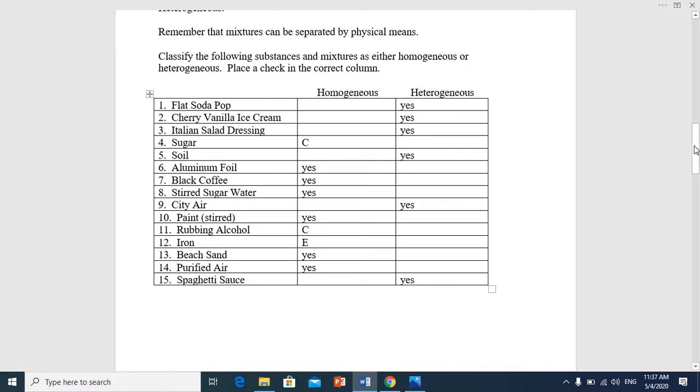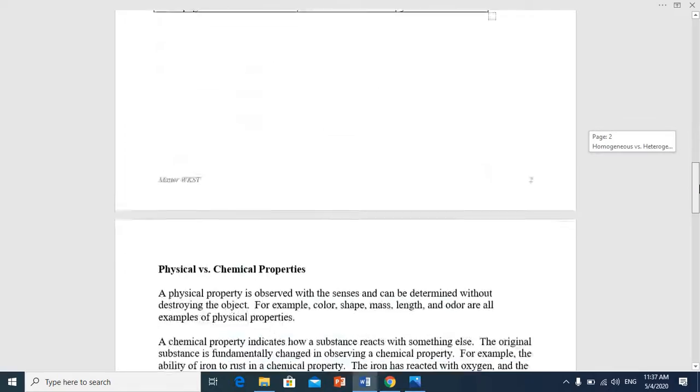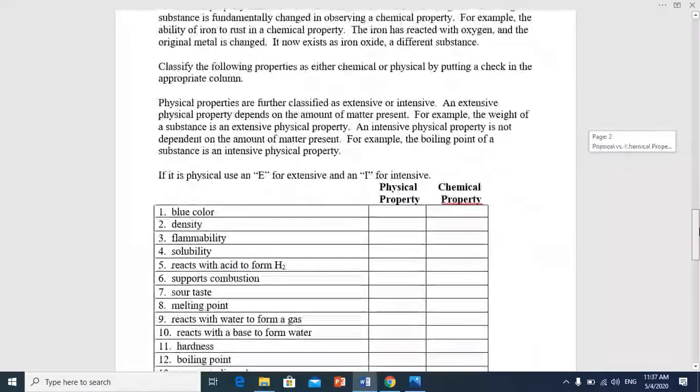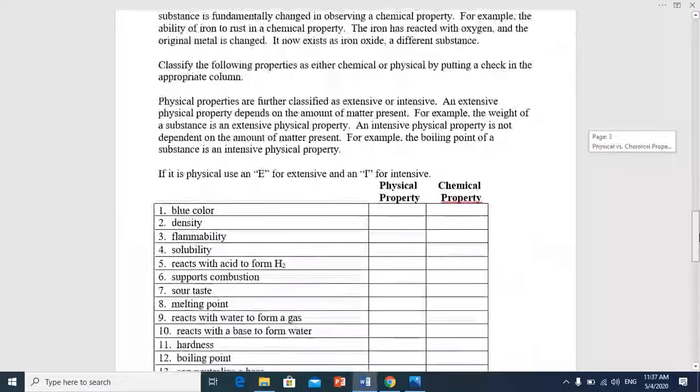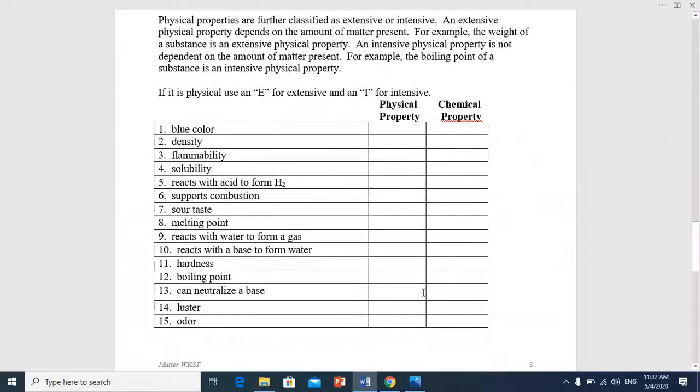Okay. Let's move to the last one here. He wants us to classify if this is a physical property or a chemical property. So we must choose which this property belongs to. So if it's physical, use E for extensive or I for intensive. And we did not take this part, so we will just write if it's physical or chemical.